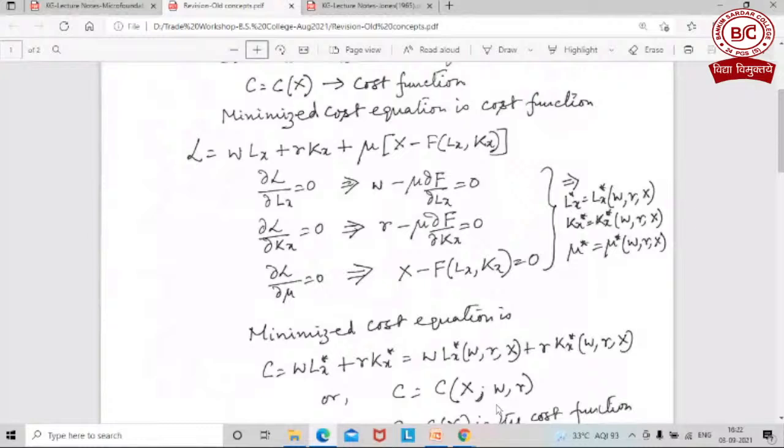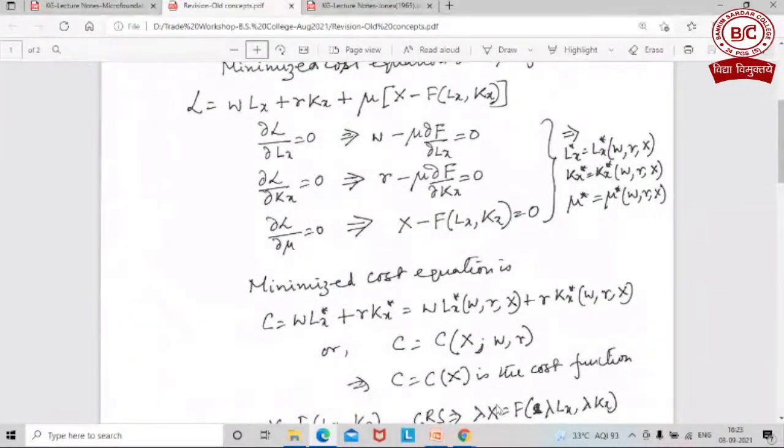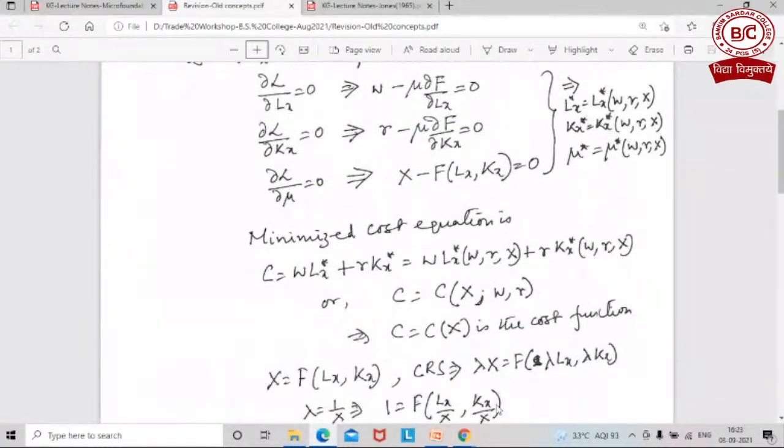So we put the optimal values, replacing Lx and Kx by Lx star and Kx star, and we ultimately find cost as a function of X, W and R. Remember, W and R are parameters. So we get C as a function of X as the cost function. What we get here is the minimized cost equation, which is the cost function. And for drawing your marginal cost curve or average cost curve, we need C as a function of X, not C equal to WL plus RK, or C equal to WLX plus RKX. So this is the difference. I hope that this is clear to everybody.